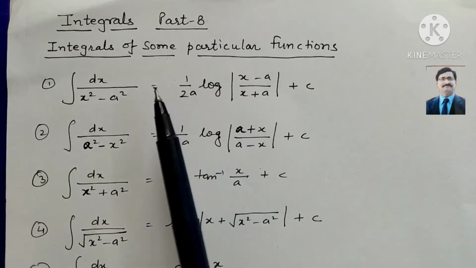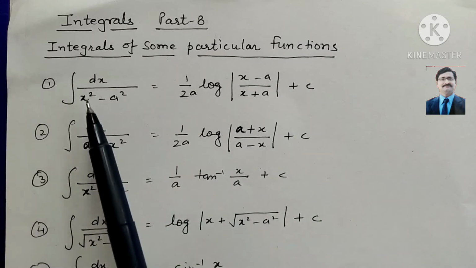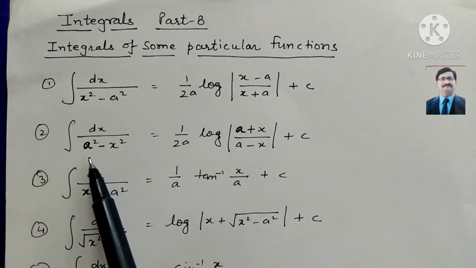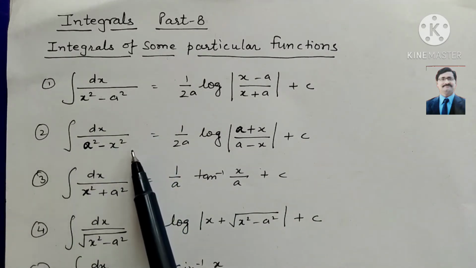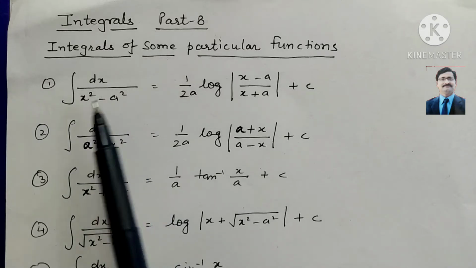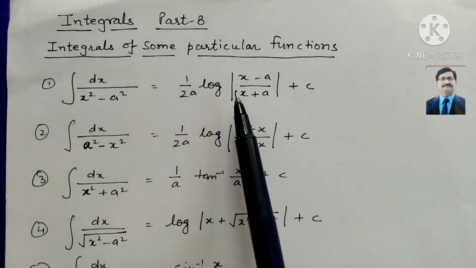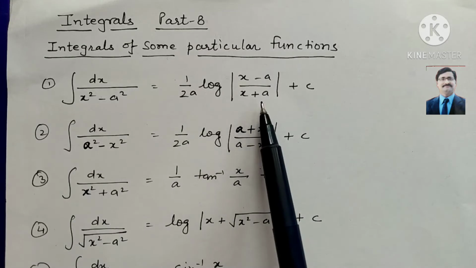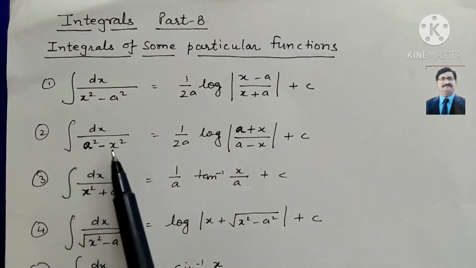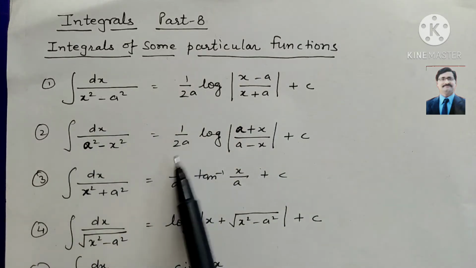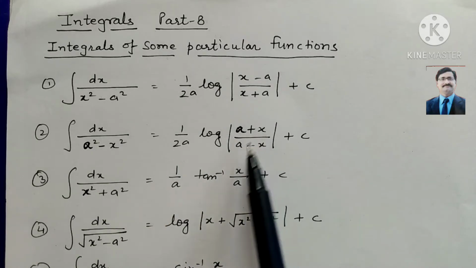Look here, these two formulas are the same. Here x square minus a square, and in the second formula a square minus x square. If you have x square minus a square, you write 1 upon 2a log x minus a upon x plus a. And if we have a square minus x square, then we write 1 upon 2a log a plus x upon a minus x.